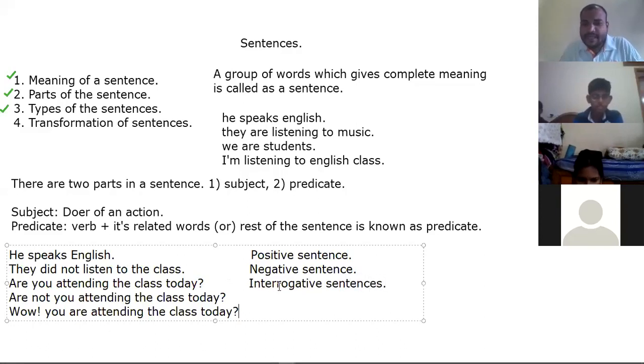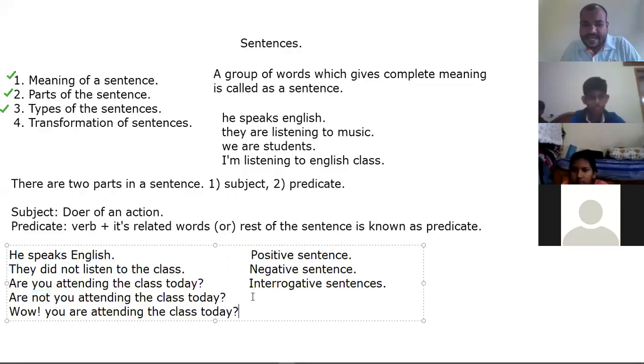So what is the next type? Interrogative sentences. Okay. So positive sentences, negative sentences, and then interrogative sentences. Right? So again, there is a question mark in the fourth sentence also. If there is a question mark, it's an interrogative sentence. Right? So now, observe one more thing here. There is a negative word here in the sentence. Right? Okay. So, if there is no negative word, that is a positive sentence. If there is a negative word, that is a negative sentence. Right?